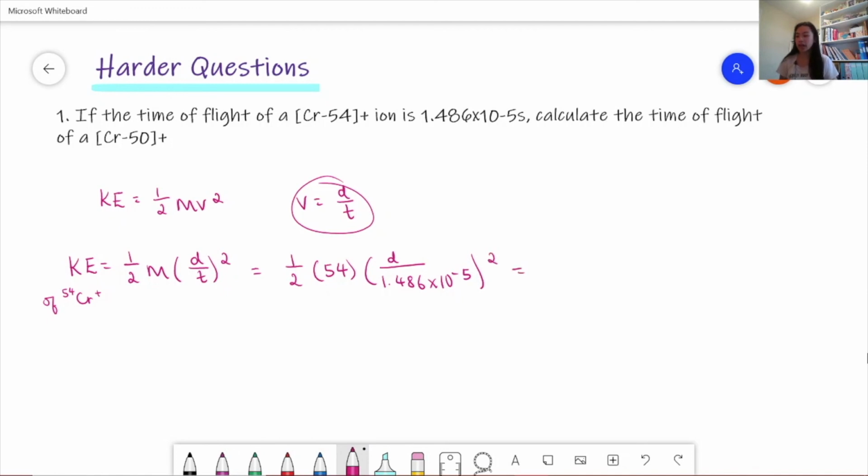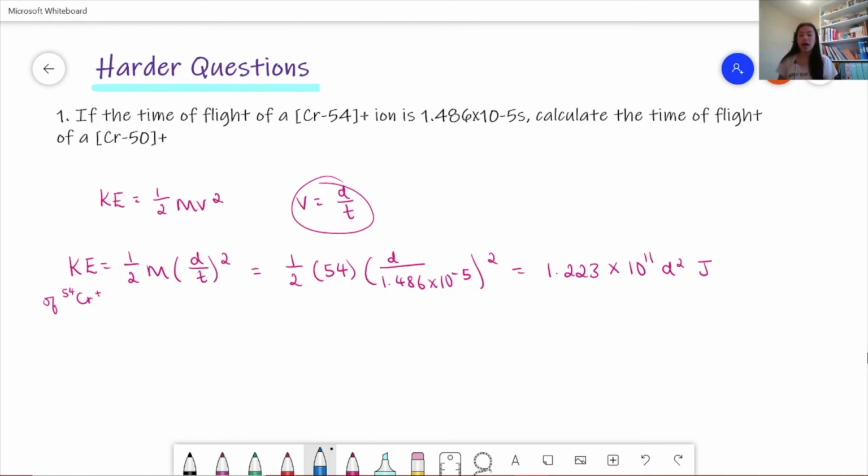And so what we get is 1.223 times 10 to the power of 11, and we also have d squared, and this is an energy, so it's measured in joules. And then the next step we do is use this kinetic energy to find the time of flight of a chromium 50 plus ion.